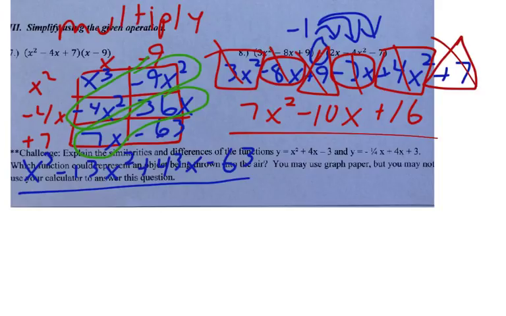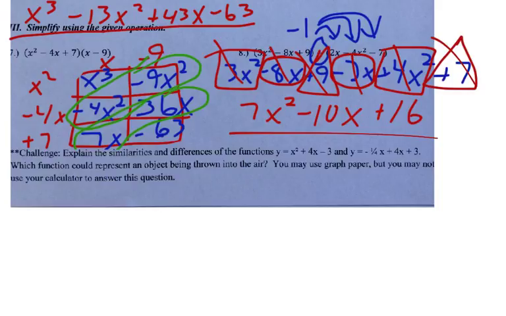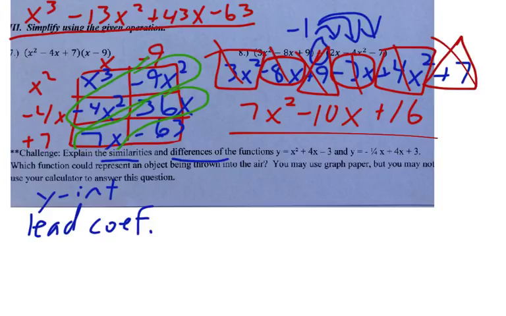All right, let's go ahead and look at that challenge we have. The challenge wants the similarities and differences, and we're not using a calculator. So I'm going to look at that, and two things I'm looking at are going to be my y-intercept, and I'm also going to look at my lead coefficient. So the y-intercept right off, that should be the easy one. It's just your constant term. So if you plugged in 0 for x, you would just be left with that constant term. So we're comparing these two. So I'm going to call this my first equation, and this is my second equation.